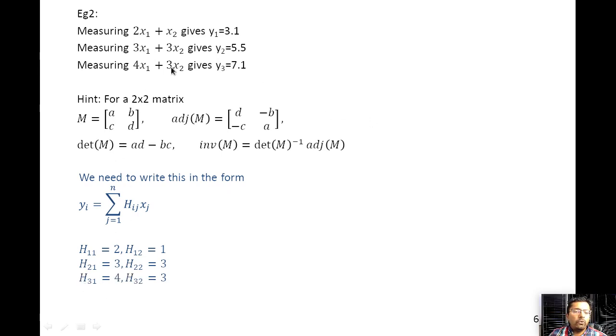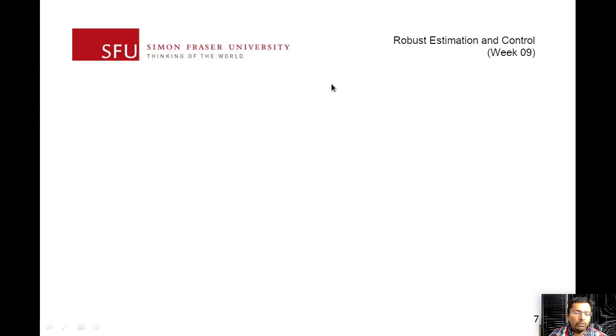H31 is this term 4. H32 is this term over here. And then y1 through 3 is already given to us. So we can write H in the matrix form. So it just becomes 2, 1, 3, 3, 4, 3. We calculate H transpose, which is just swapping the rows and the columns. So we get 2, 3, 4 in the first row, 1, 3, 3 in the second row.